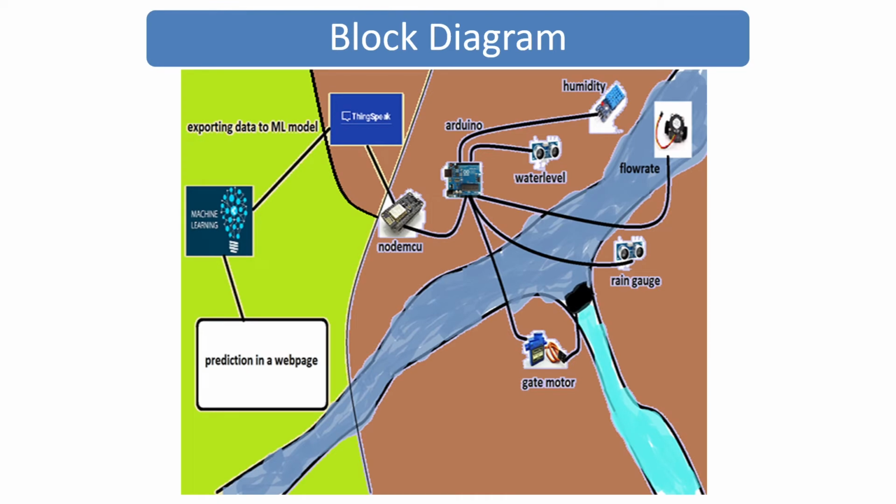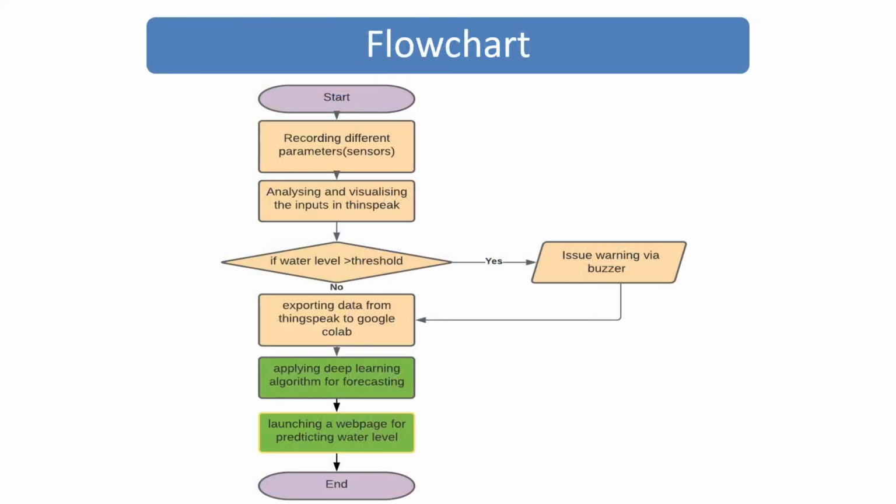This is the block diagram of our project, and here we can see that all the sensors that are recording data are connected to the Arduino board where all the data gets collected. The Arduino board is connected to the NodeMCU through the serial communication port. The NodeMCU helps in communication with the internet, where all the recorded data are transferred to the ThingSpeak platform for analyzing and visualizing the data. From ThingSpeak, the data is sent to Google Colab where a deep learning algorithm for forecasting is applied. Then a web page gets launched where the prediction takes place, and then the whole process comes to an end.